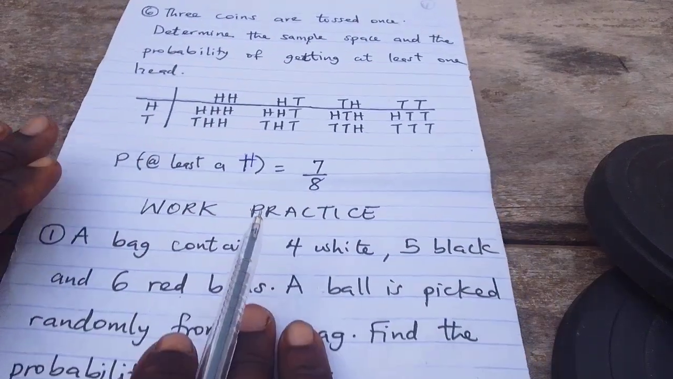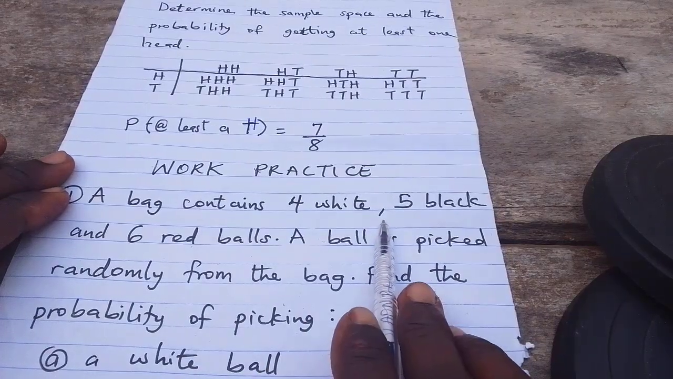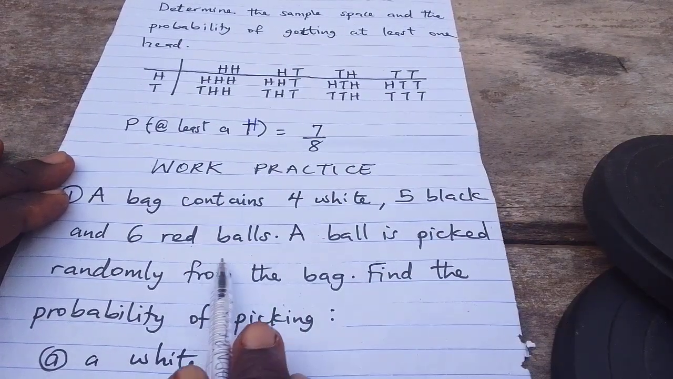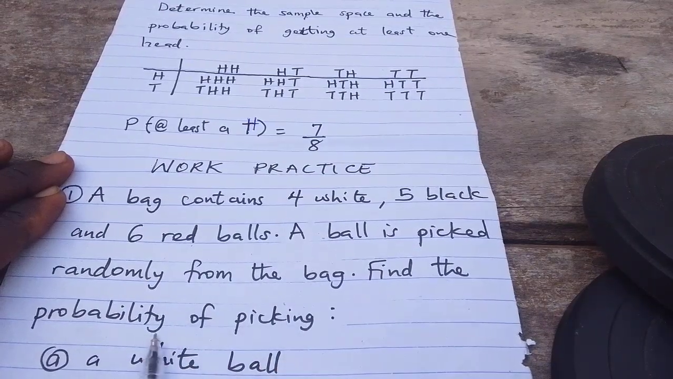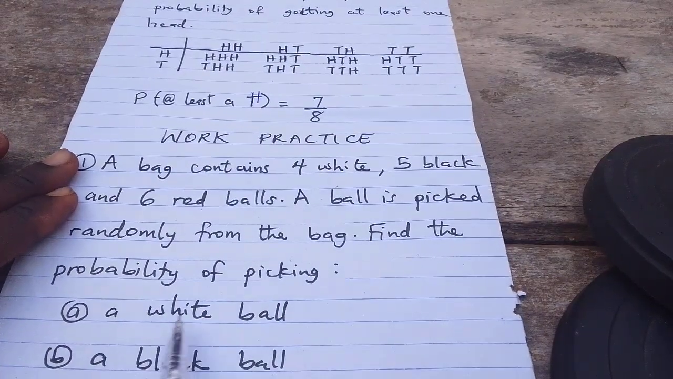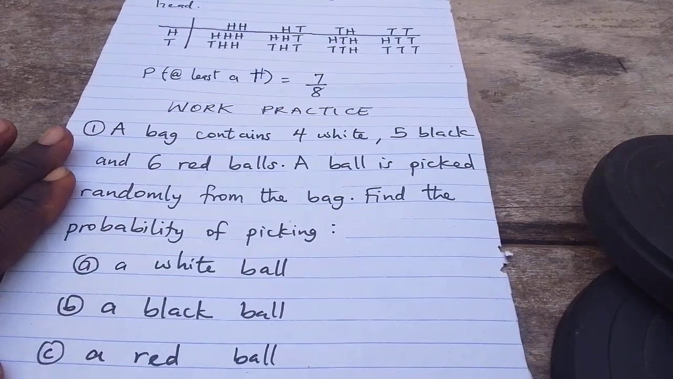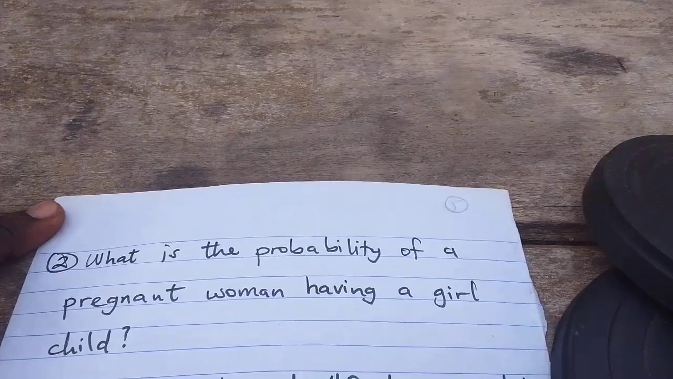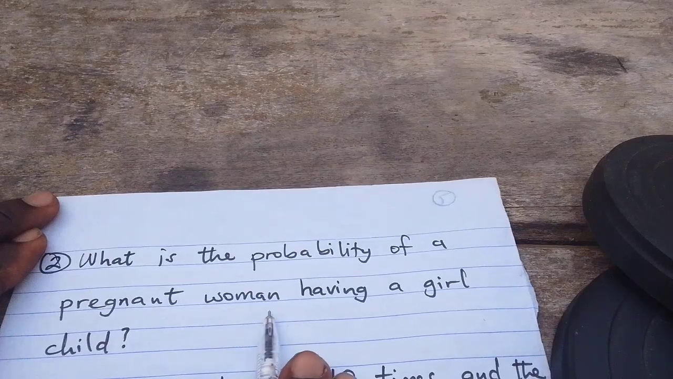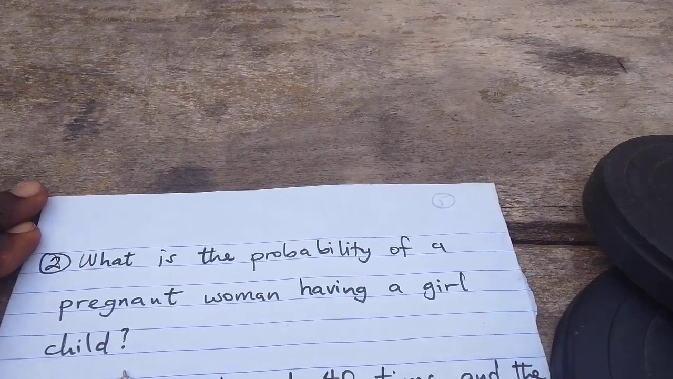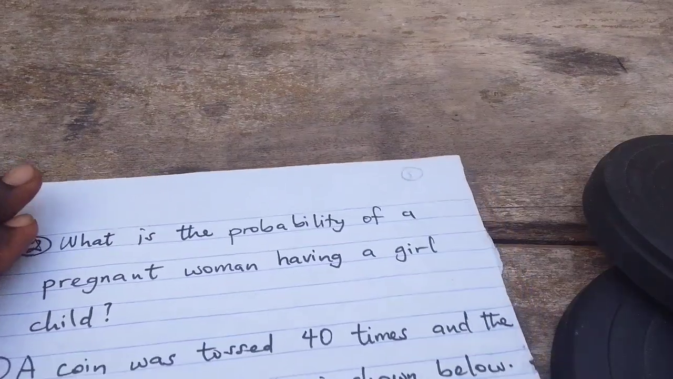So for the work practice, you are going to do this. A bag contains 4 white, 5 black, and 6 red balls. A ball is picked randomly from the bag. Find the probability of picking A, a white ball, B, a black ball, C, a red ball. Number 2. What is the probability of a pregnant woman having a girl child?